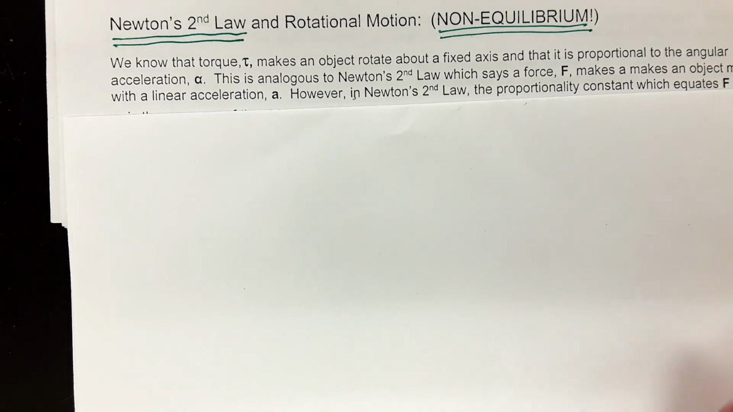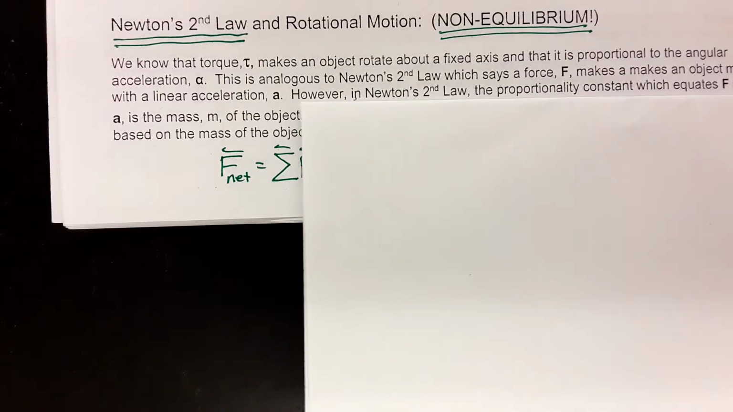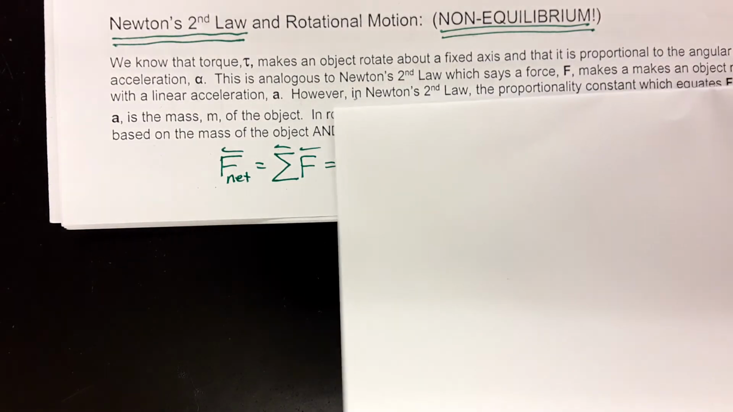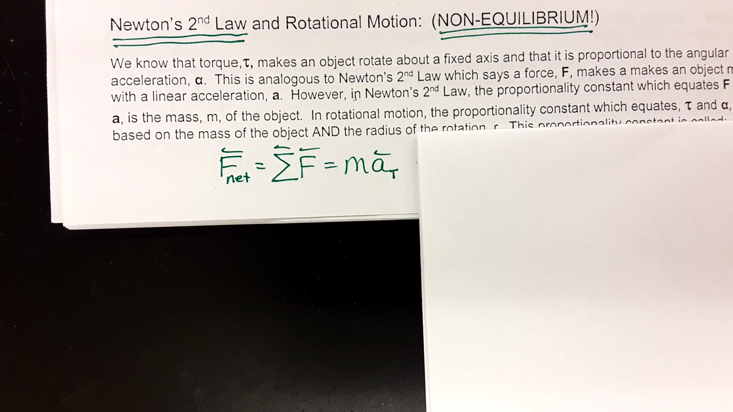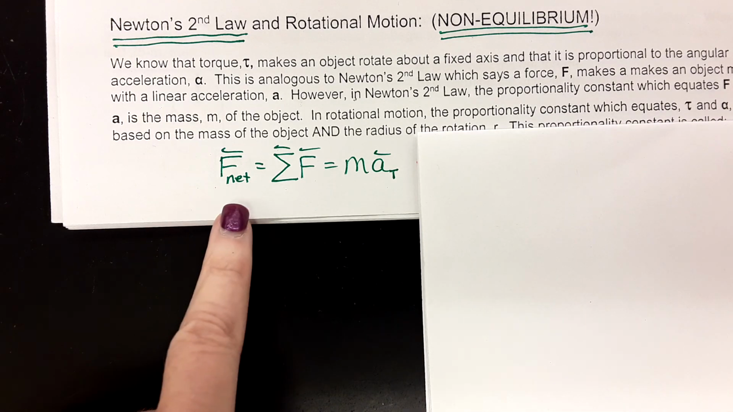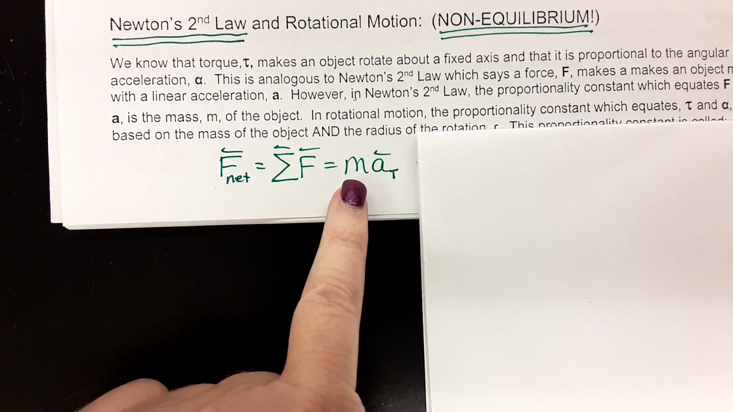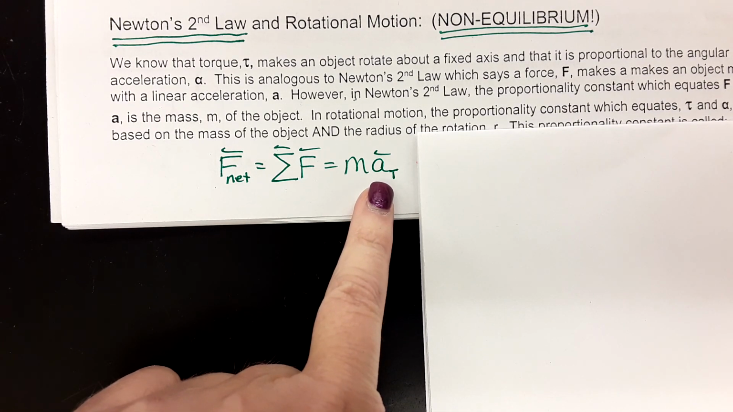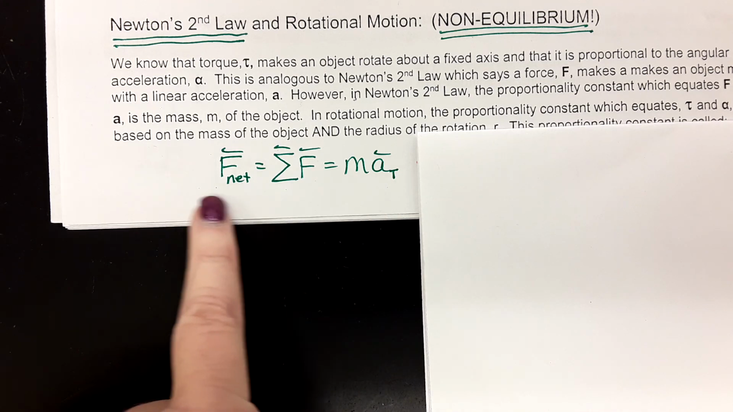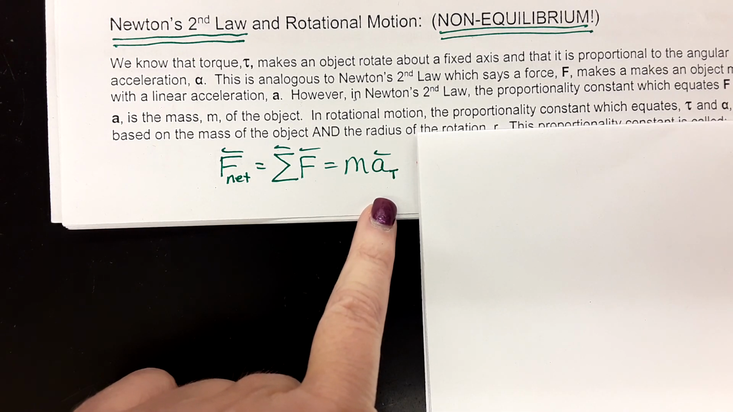Now, Newton's second law for linear motion, or translational motion, as some books call it: we know that the net force acting on the object, which is the sum of any forces acting on it, is the mass of the object times its linear or translational acceleration. This is Newton's second law for linear motion.